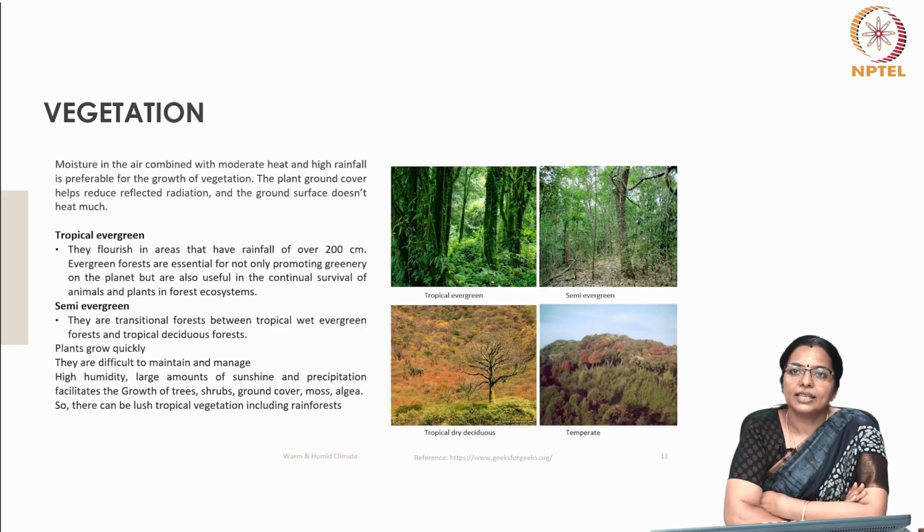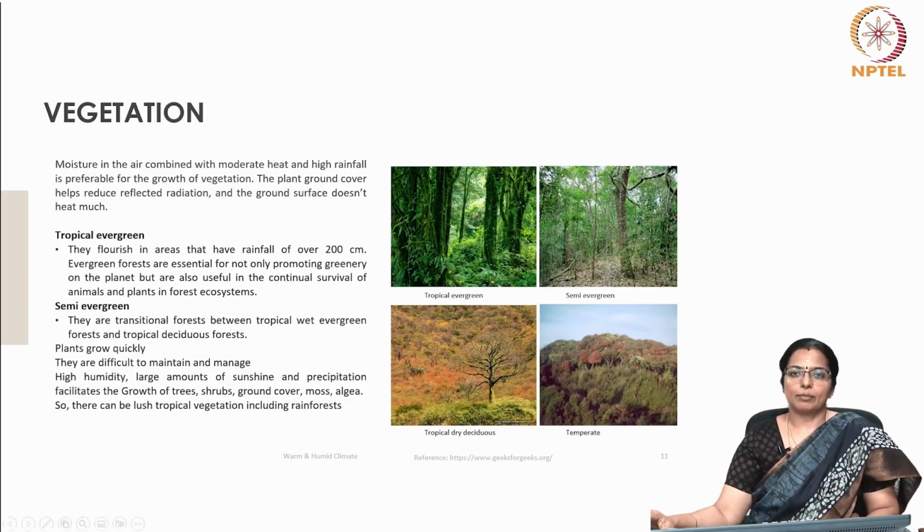So, moisture in the air combined with moderate heat and high rainfall is preferable for the growth of vegetation. The plant ground cover helps reduce reflected radiation, and the ground surface does not heat much. So, if we look at tropical evergreen, these flourish in areas that have rainfall of over 200 centimeters. Evergreen forests are essential for not only promoting greenery on the planet, but are also useful in the continual survival of animals and plants in the forest ecosystem.